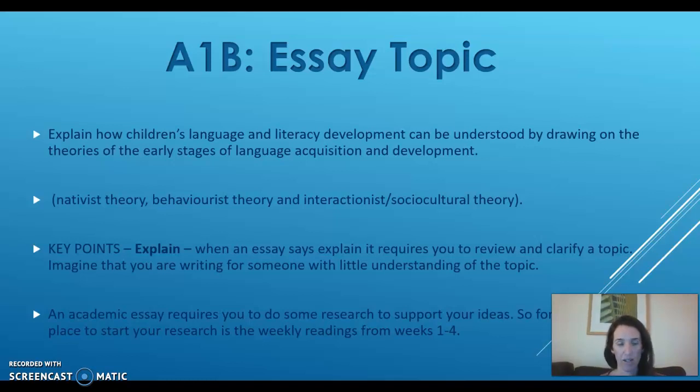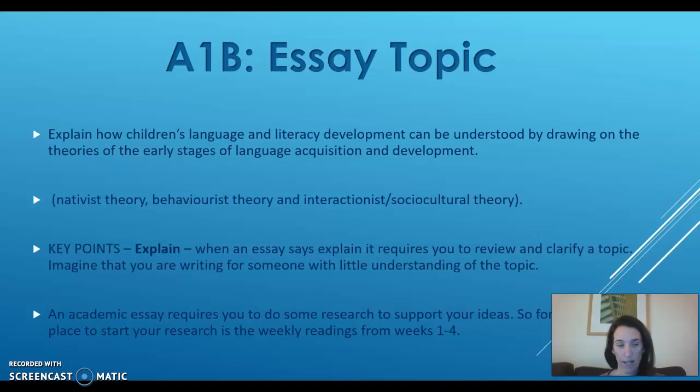Some key points about our essay topic, the word explain. When an essay says explain, it requires us to review and to clarify a topic. So imagine that you're writing for someone with little understanding of the topic, so it's important to define all key terms, write in descriptive, detailed language, and make sure you include all the key terms to help clarify this topic.